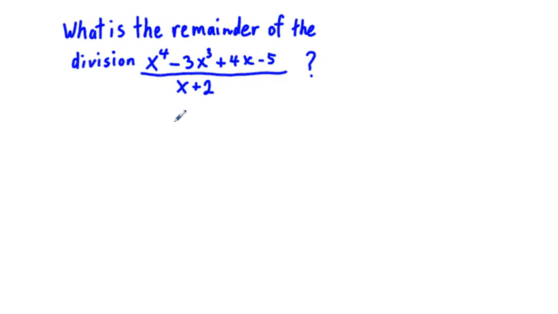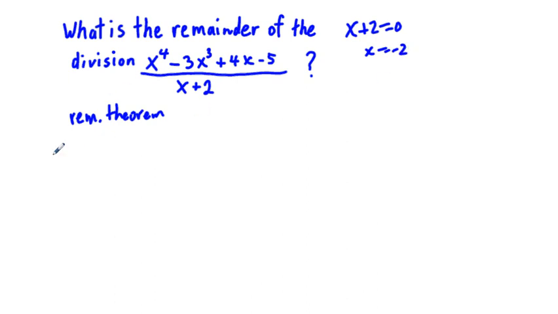Next, what is the remainder of division x to the fourth power minus 3x cubed plus 4x minus 5 over x plus 2. There are two different ways you can do this that we've done in class. You can use one thing we call the remainder theorem. And for the remainder theorem, what we do is take the 0. So if we take x plus 2 equals 0, x equals negative 2 is our 0.